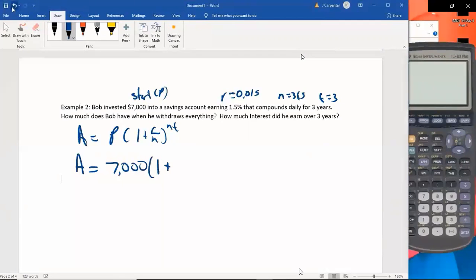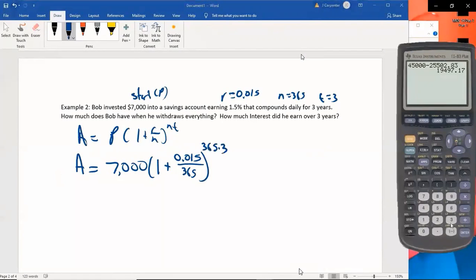All right, then 1 plus our rate of 0.015, because remember 1.5, we can't put that number in this. It's got to be the decimal unless we're using Excel. Excel could handle the percentage. Then divided by the n, which was 365, then raised to the n times t, which is 365 times 3 years. So the first thing we want to know is, what is 365 times 3?